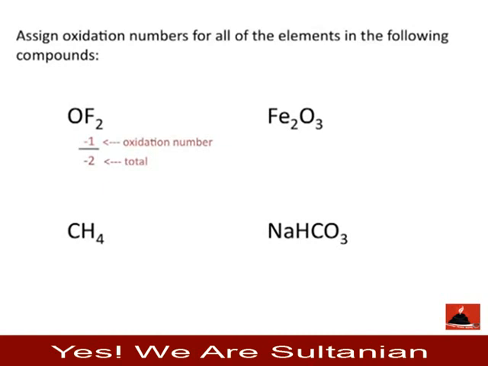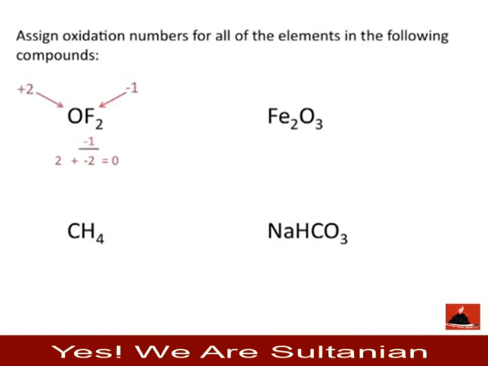compound. So for OF2, the sum of the oxidation numbers must be 0. This means that oxygen must have an oxidation number of +2 because +2 and -2 equals 0. So in this compound, fluorine has an oxidation state of -1 and oxygen has an oxidation state of +2.